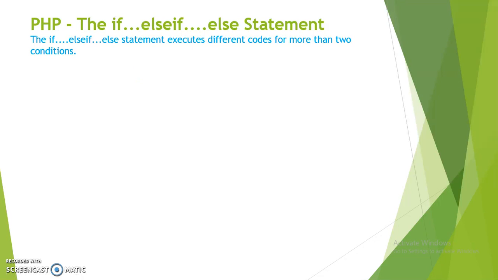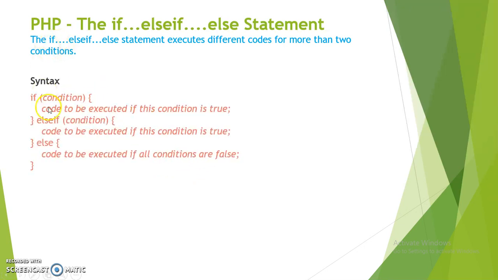statement. The if elseif else statement executes different code for more than two conditions. Let's see the syntax we have right here. The first condition, if it's true, you echo this, you perform this action. Else, check the condition again and take another condition here. You give another condition and say echo this. Else, now echo the final code, or perform the final code, or print out anything.